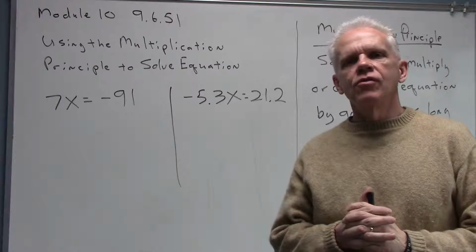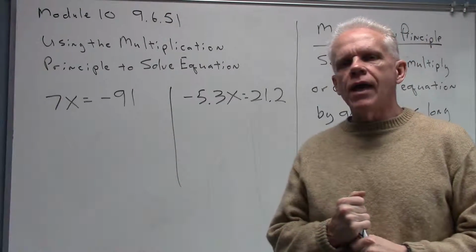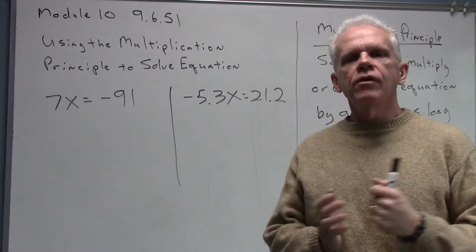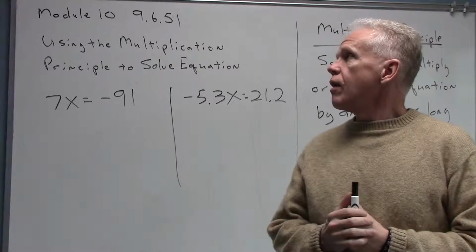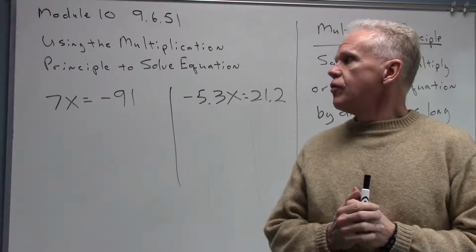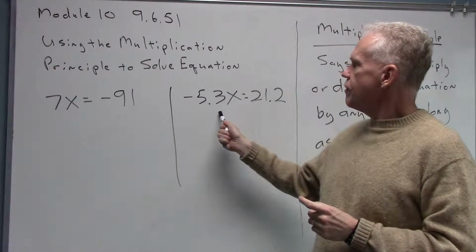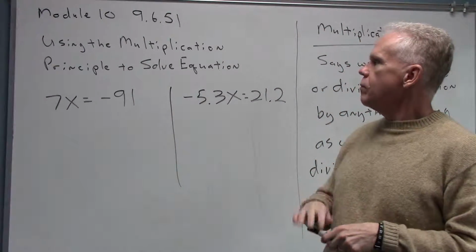We are going to continue talking a little bit about algebra and particularly solving equations. We're solving equations. We're in Module 10. We've got a couple of equations sitting in front of us here: 7x equals negative 91, and negative 5.3x equals 21.2.